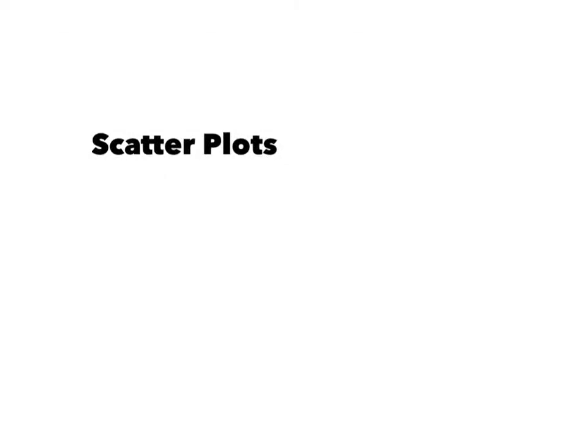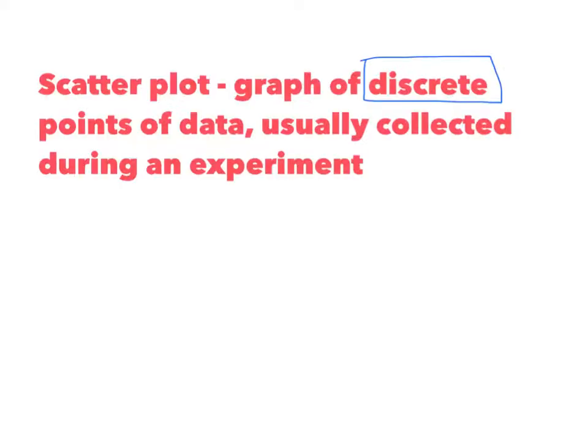Okay, today we are going to learn about scatter plots. I am going to go through the notes on here, and you have them on your worksheet, so make sure to follow along. The actual definition of a scatter plot is a graph of discrete points of data, usually collected through an experiment or through research. Remember that discrete means not connected.